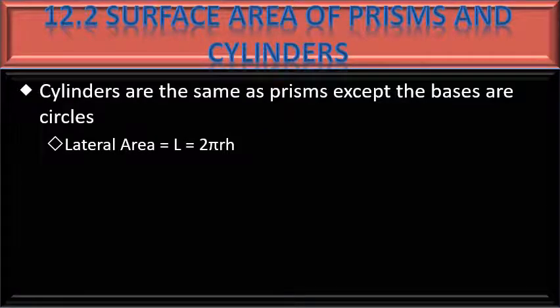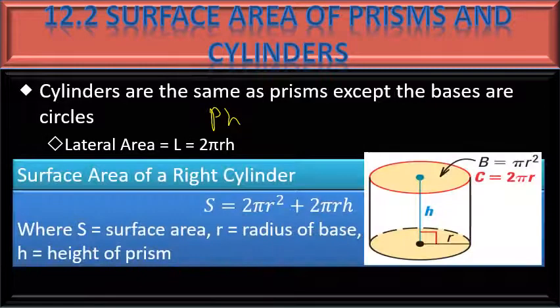Cylinders are the same as prisms, except the bases are circles. So that means our lateral area, which is perimeter times the height. Oh, wait, the perimeter of a circle is the circumference, which is 2 pi r. And the surface area will be 2 times the area of a base. But wait, the base is pi r squared. So it's 2 times the area of the base plus the perimeter times the height. So this is the same thing as the prism, only the base is a circle.